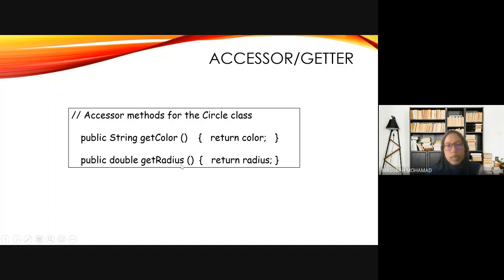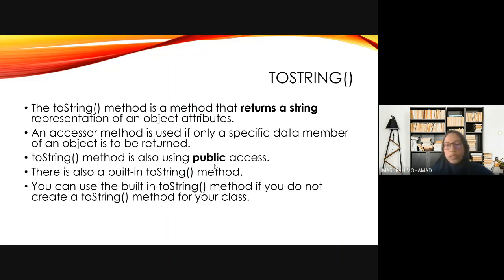So same goes for the radius. You just return radius. So if we look at this kind of code, we know that this one is a getter. Okay. Alright. So we're settled on the getter or accessor.